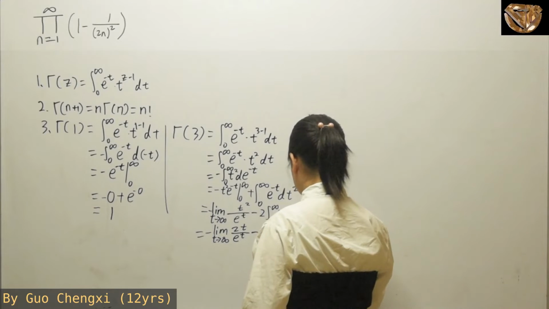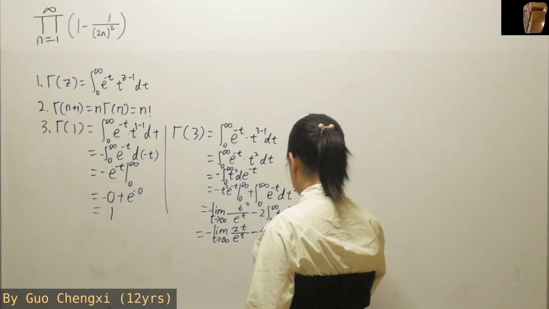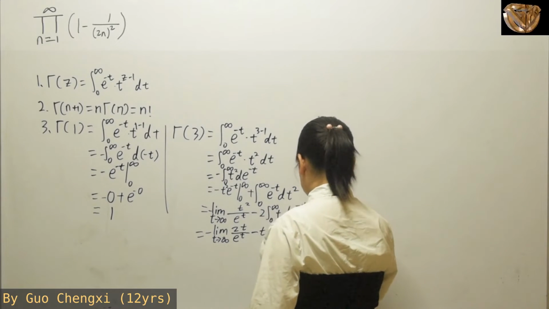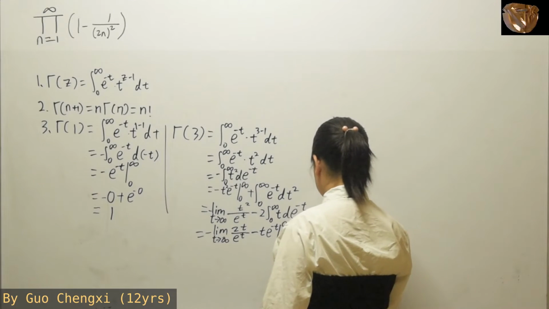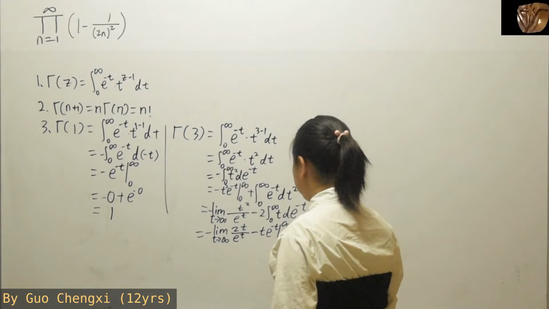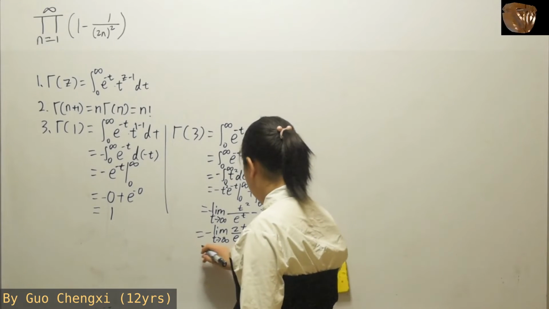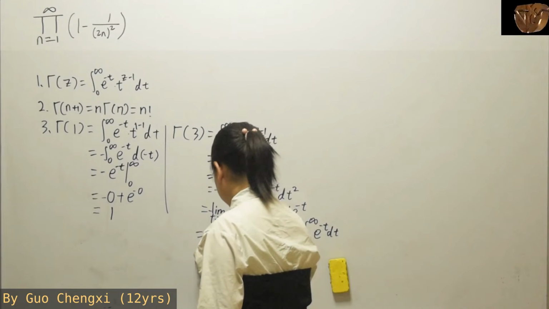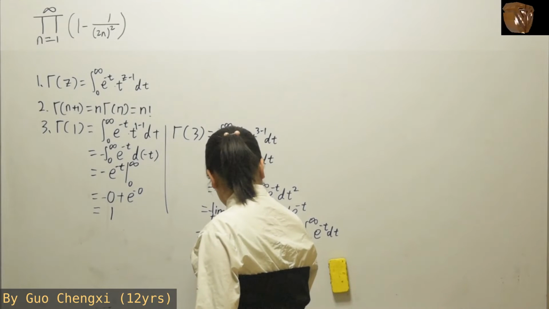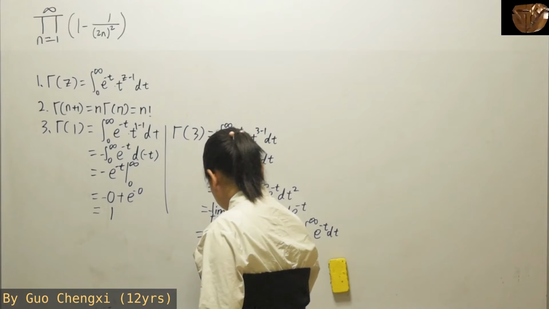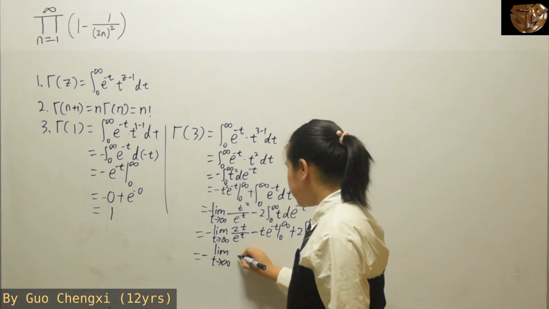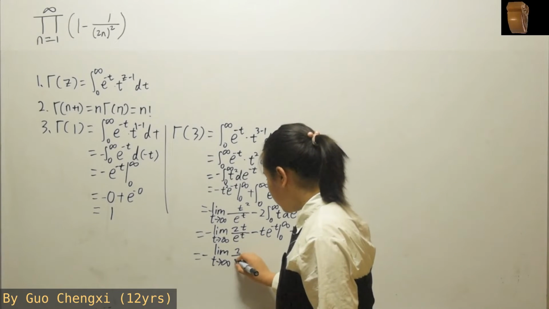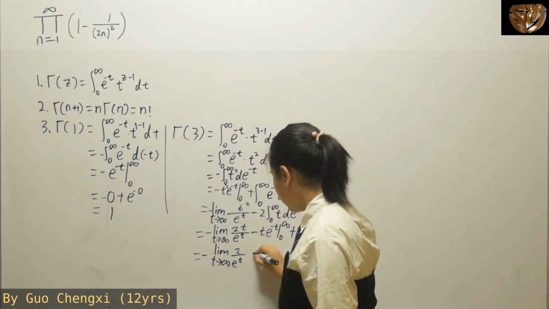So you will still have this 2 here, and then you have e to the power of negative t dt. Okay, so now that you have this, I'm going to continue with this part. You use L'Hopital's rule once again, which will get 2 over e to the power of t.